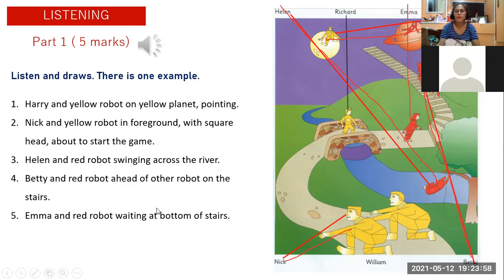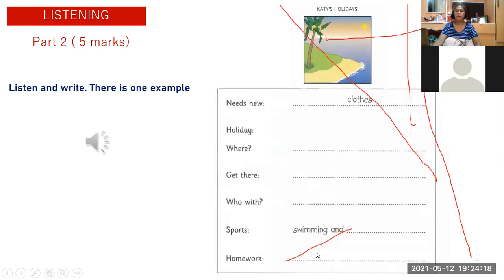Okay, very good. This is Betty. Betty is the red robot ahead of the other robots. Actually, she is the winning robot. Okay, Emma is the red robot waiting at the bottom here. Okay, so now very good, Lily.